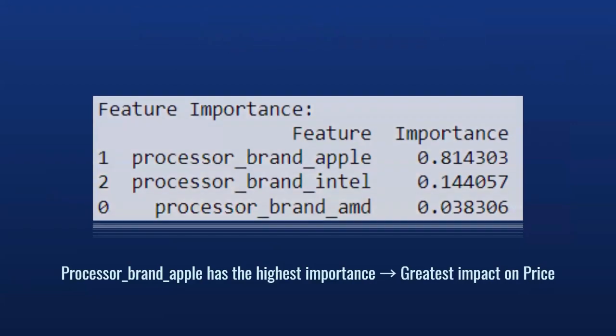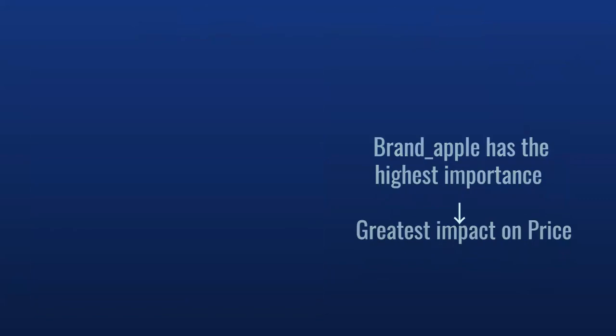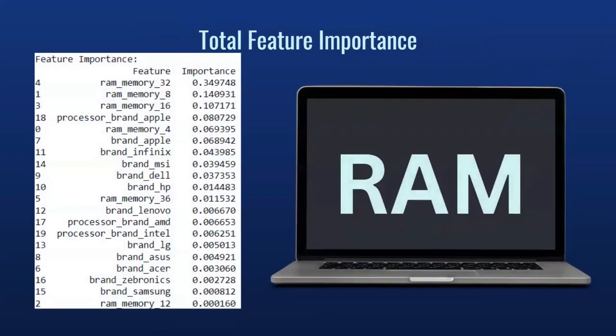We also conduct this on the brand variable, and from this we can see that the brand of Apple has the greatest impact on the price of its computers compared to other brands. Lastly, we also use the model on the total feature importance across all of the three variables that we have chosen. From this comparison, we can see that the top three importance ranks are held by RAM memory. Therefore, we are able to conclude that the variable that has the greatest impact on price is RAM.